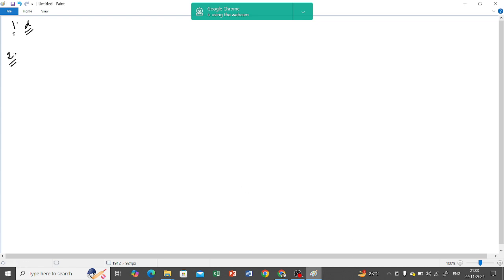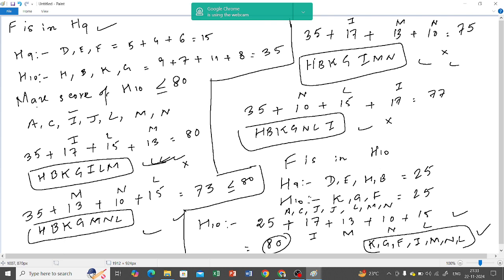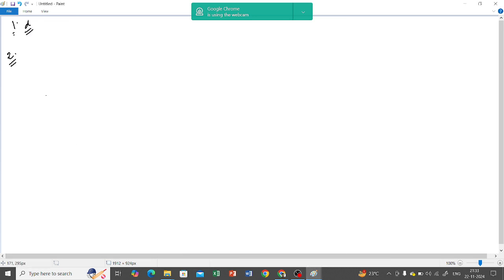If the score of H10 was less than 75, then which of these has a score less than 75? This one. If the score of H10 was less than 75, then what could be the score of H9? So if the score of H10 is 70, less than 75, means over here 73. Then what will be the score of H9? So you see who are present in H10: HB, KG, MNL. So who should be present in H9? A B C D.